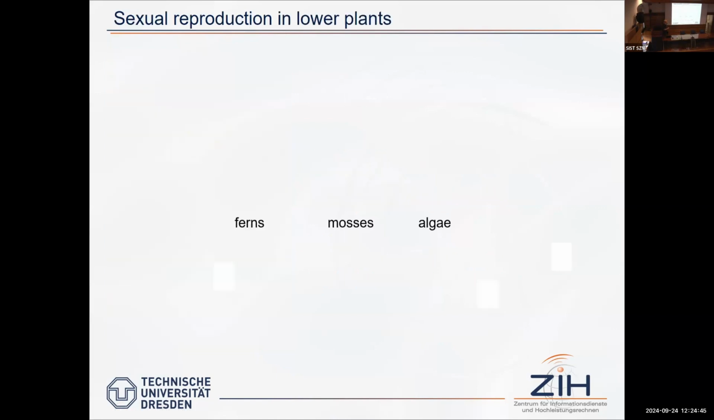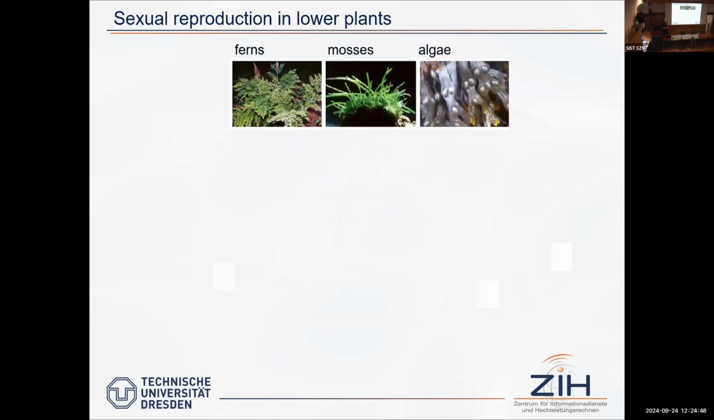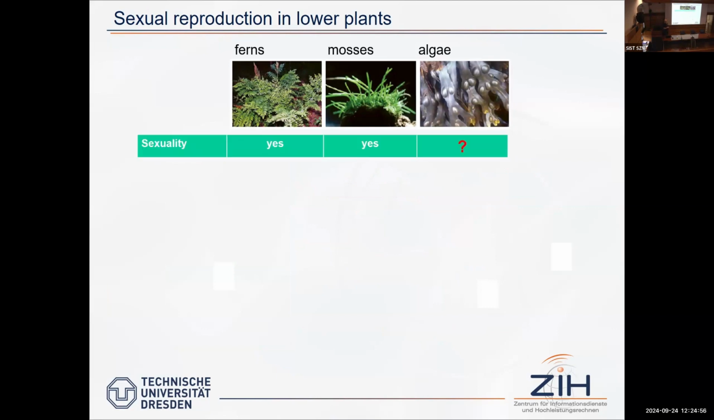the ferns, mosses, and algae, so-called lower plants. Beginning of the 19th century, it was clear that ferns and mosses have a sexual reproduction. What was unclear is if algae have it.